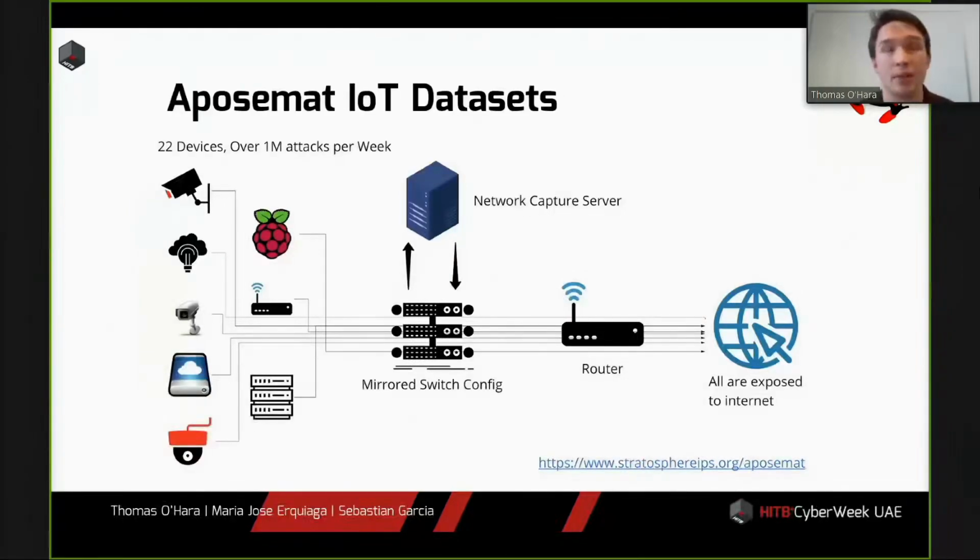So the data set that I just mentioned was generated in the Aposomet IoT lab. This lab is made up of 22 devices, including smart cameras, security cameras, Raspberry Pis, NAS storage devices, Echo Dots, and more IoT of similar nature. These devices are connected to a mirrored switch configuration, which mirrors all of the incoming and outgoing traffic to a network capture server, which then in its turn captures the traffic going to and from each device specifically. All the traffic is then forwarded through our router and exposed directly to the internet.